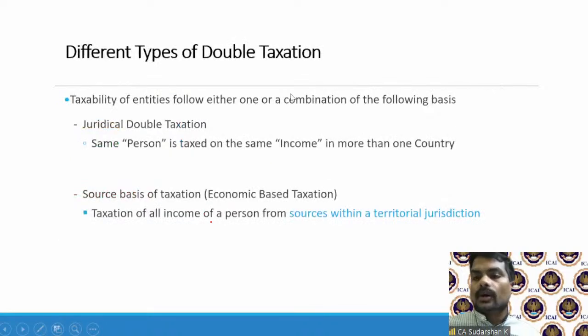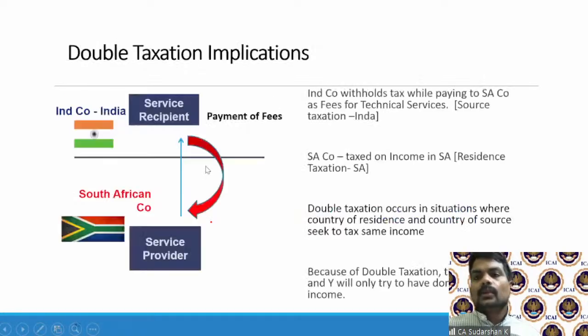What is economic double taxation? Economic double taxation is the same income getting taxed twice, but in different hands, in two different persons. It's called economic double taxation. When will that happen? Your transfer pricing cases. If you have already touched upon transfer pricing, you can relate. Transfer pricing essentially has an economic double taxation.